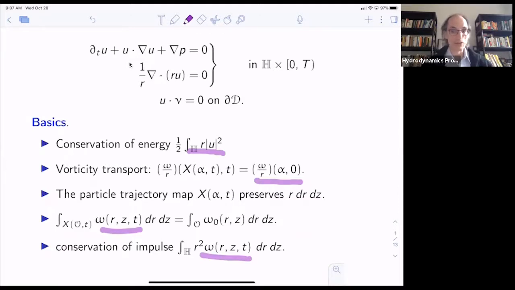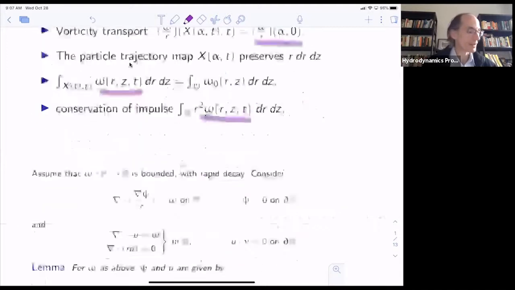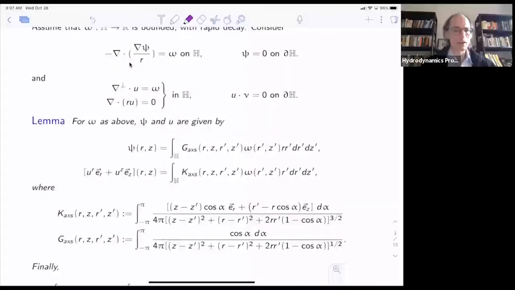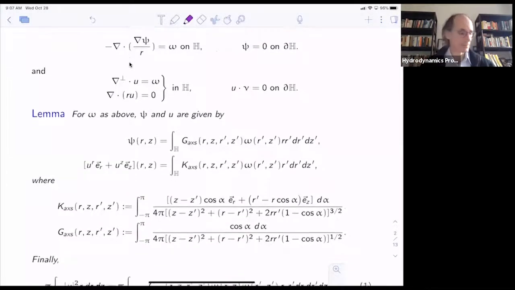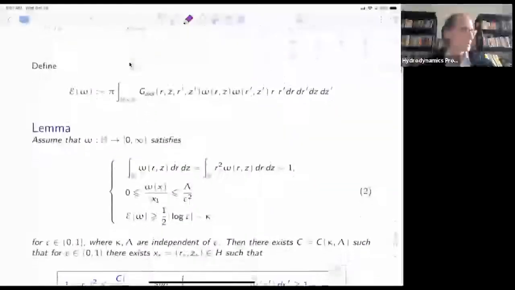Are there certain kinds of information about those quantities that give us a lot of structural conditions on the vorticity? That's the question. And the lemma we're proving says yes, that is true. First we derive formulas for the analog of the Biot-Savart kernel in this axisymmetric setting. And so here's the lemma we're proving.